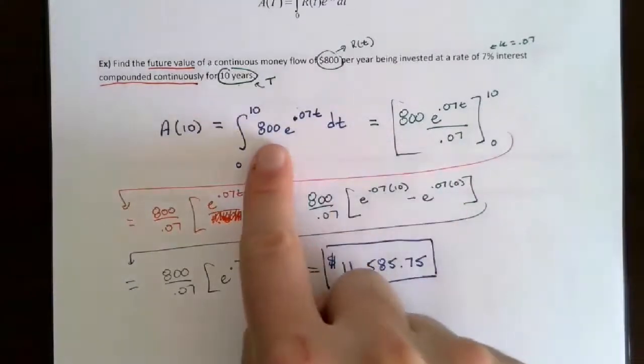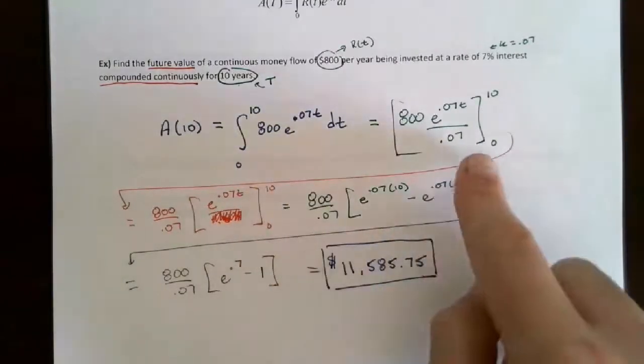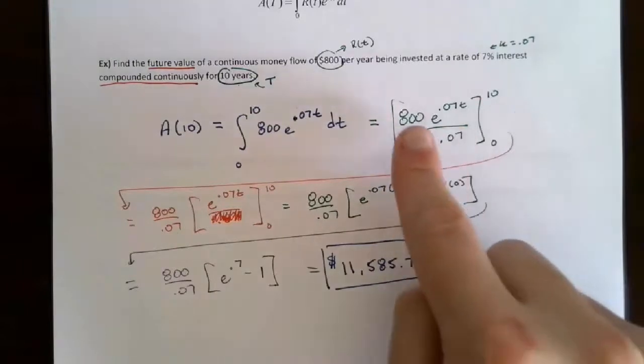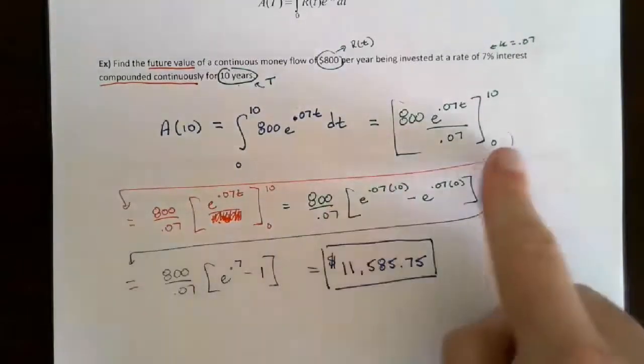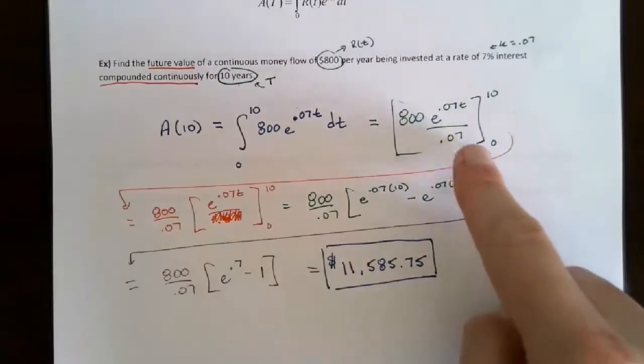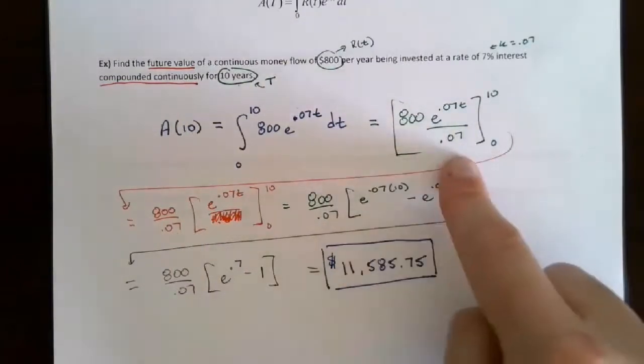In evaluating this, you're always going to have the same type of integral. It's going to be a constant times e to the kt power. So you're always going to get that constant in front divided by whatever k is. Sometimes people can see that ahead of time. I still want you to show the step here, just making sure you understand how to integrate.